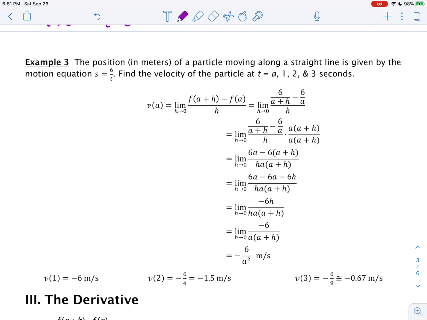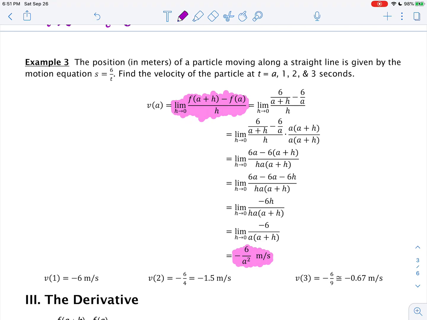So here, in this case, it says the position in meters of a particle moving along a straight line is given by the motion equation s equals 6 over t. Find the velocity of the particle at t equal to 1, 2, and 3 seconds. In this case, you probably want to use the limit as h goes to 0 of a plus h, because then you will have an answer here that ends in a.